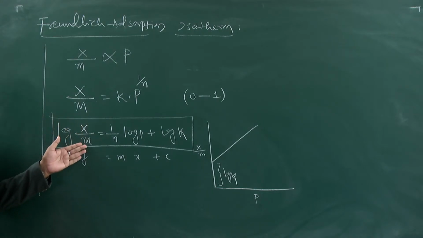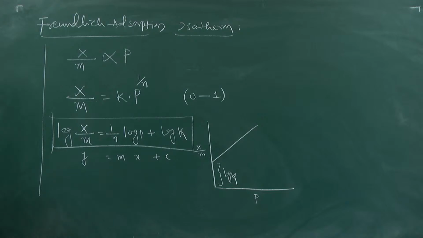Log x by m is equal to 1 by n log p plus log k. Here k and n are constants, and x by m is the adsorption phenomenon. The Freundlich adsorption isotherm is applicable only to physical adsorption compounds.